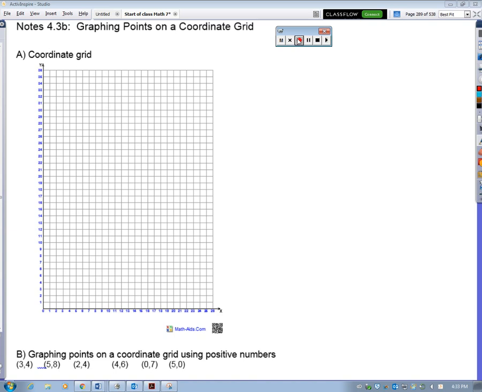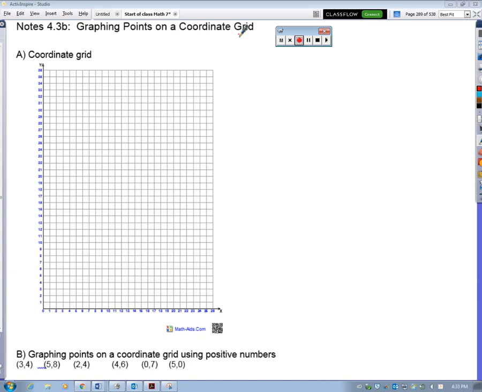Alright, math students, we're moving on to the next part of chapter 4. We have 4.3b. We're going to be graphing points on a coordinate grid. Now, maybe you've done this before, which is fine. This is just kind of a review lesson, or maybe you haven't. That's okay. I'll show you how to do it. We need to know this so that we can move on to the last part of chapter 4.